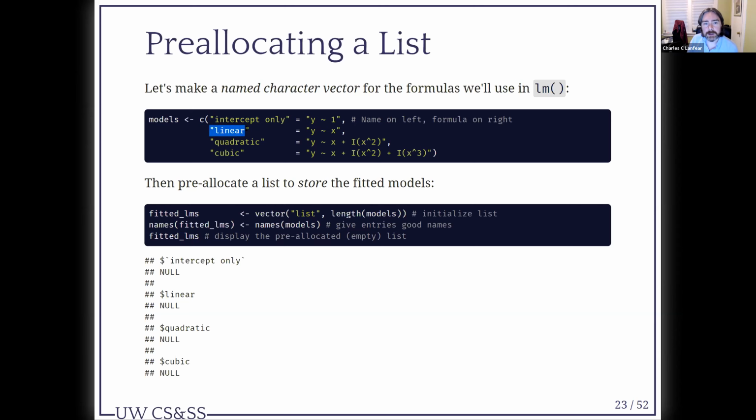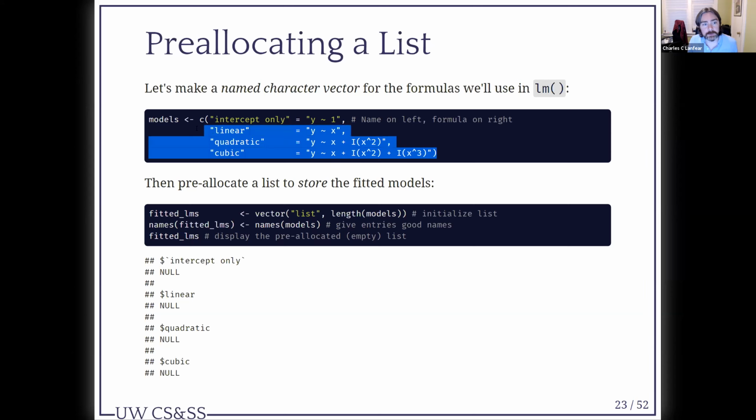Then I'm going to name linear, which is going to be y tilde x. Quadratic is going to be y tilde x plus I x squared. This is one of the many ways in R you can write a quadratic model. Then cubic model is just going to be y is dependent on x, x squared, x cubed.